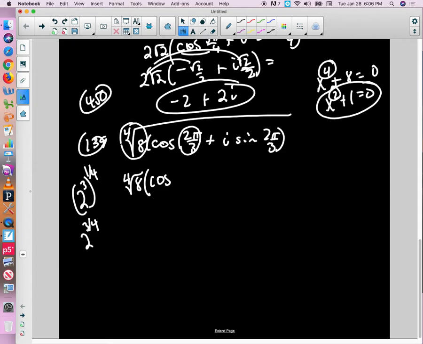Alright, so you take the nth root of the modulus, and then you take your angle and you're dividing it by 4. So right now n is 4. So you're taking the nth root, the fourth root, and then you're going to divide your angle by 4. So I'm going to say 2 pi over 3 divided by 4 plus I sine of 2 pi over 3 divided by 4.